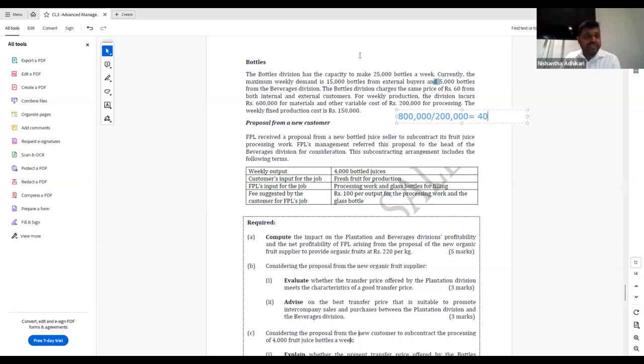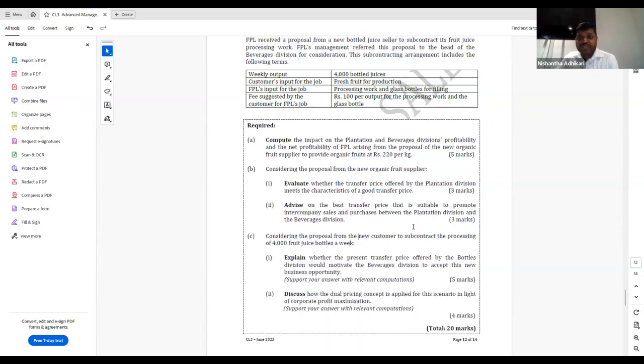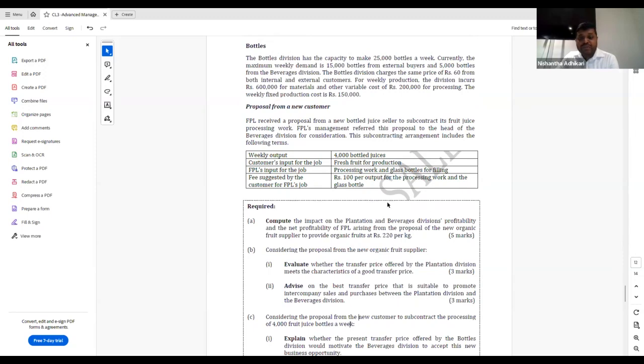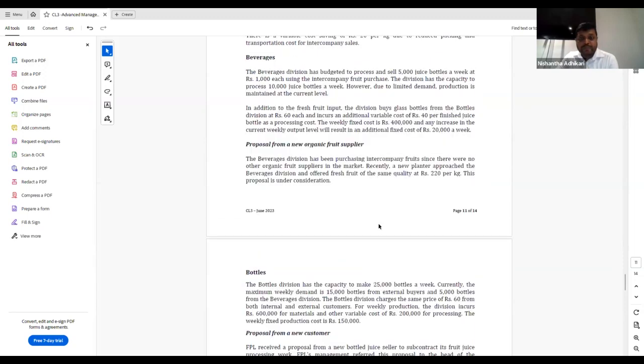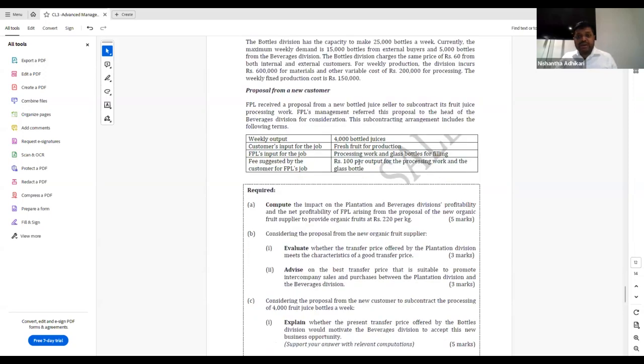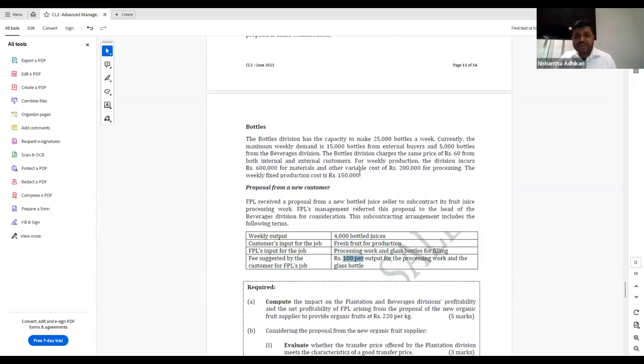You can clearly explain that you do not agree with that one, because it is not suitable. If you charge 60 rupees, the same as the external supplier, they won't be motivated, because their processing cost also will increase. What is the processing cost? For the beverage division, look at the fruit input. The division buys glass bottles from the bottle division at 60 each and incurs an additional variable cost of 40 rupees per bottle to finish. Then 60 plus 40 will be 100 rupees. Now, the external supply is also offered at 100 rupees. Then they won't get any benefit. Therefore, they will not accept. But actually, their cost is only 40 plus 40.